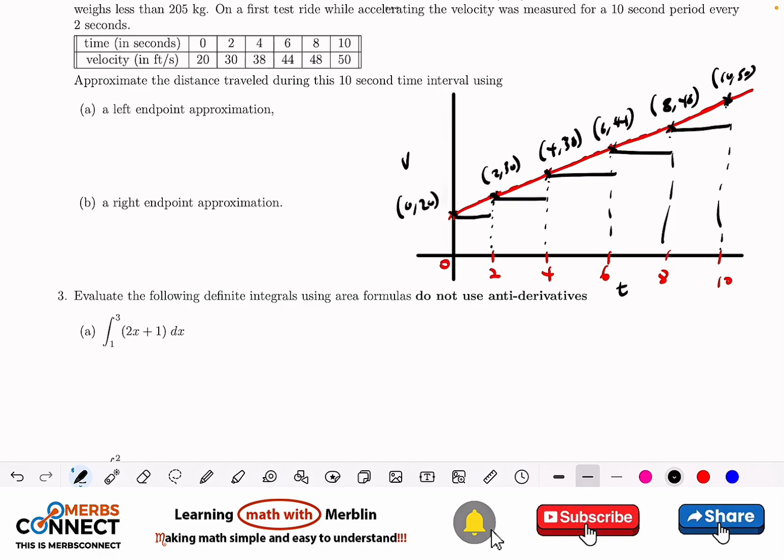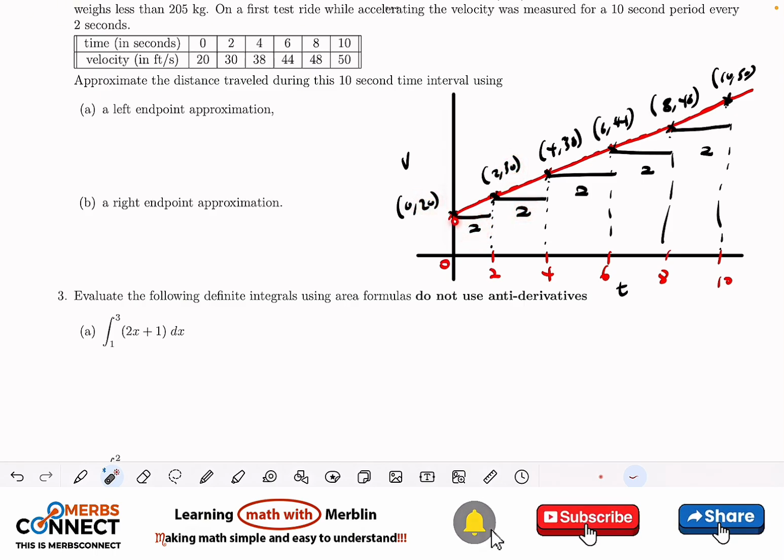The change in time here is 2, because 2 minus 0 is 2, 4 minus 2 is 2, 6 minus 4 is 2. So the change in time is constant: 2, 2, 2, 2, right? So the left-ended approximation is going to be 2 times the velocity here plus 2 times the velocity here.